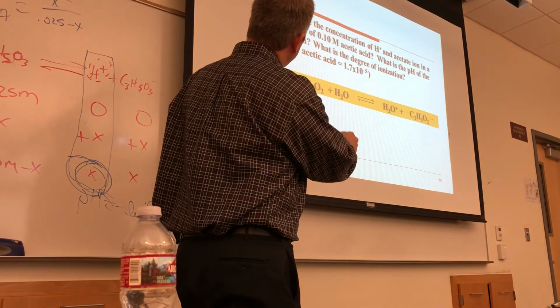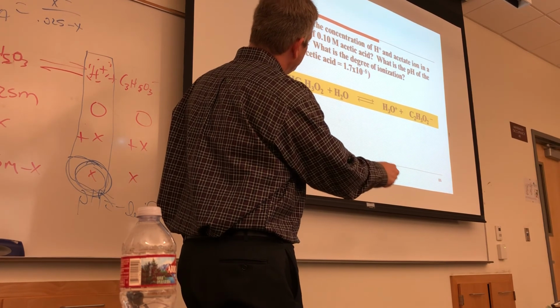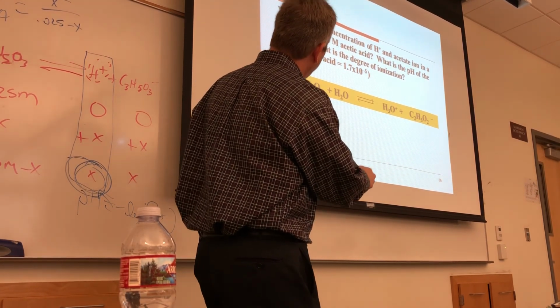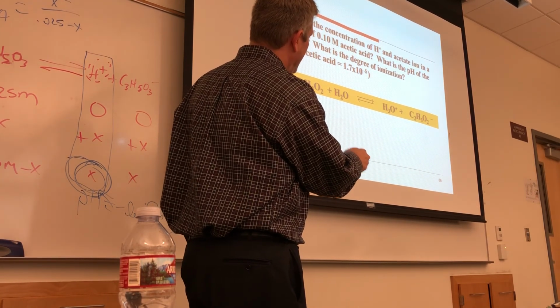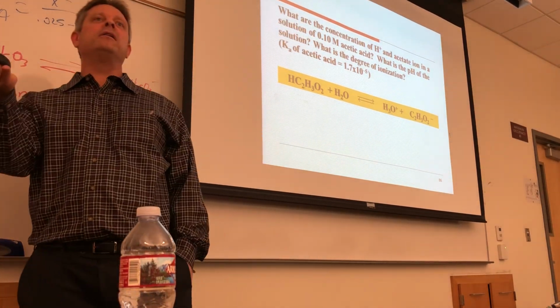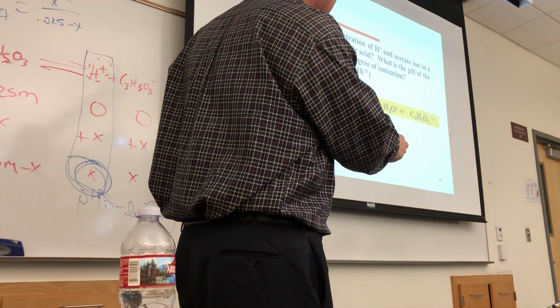So I'm starting with 0.10 molar, 0, 0, minus X, plus X, plus X. And then this is going to be 0.10 minus X, plus X, plus X. My Ka is this. I can put all that into the equation. I cancel out the minus X since it's so much smaller. And then I solve for X. That gives me the amount of this.